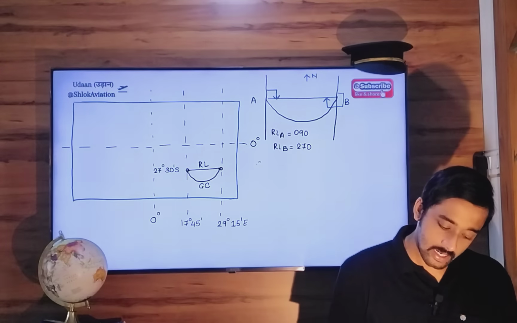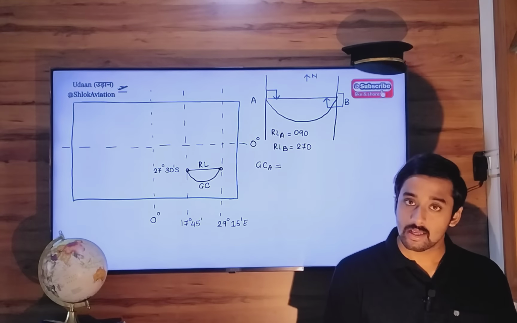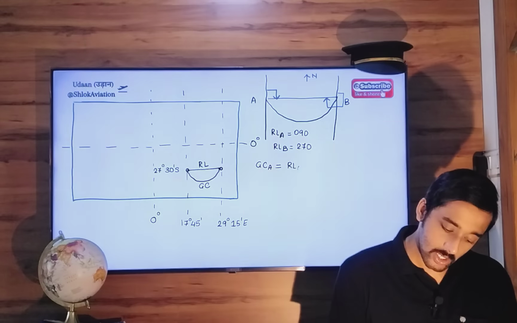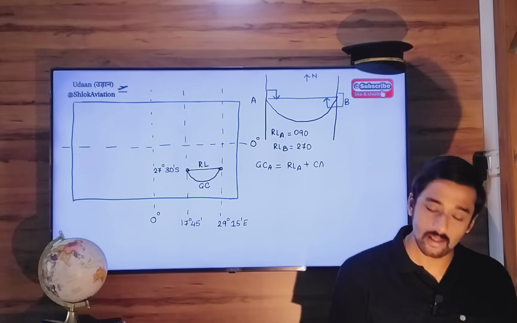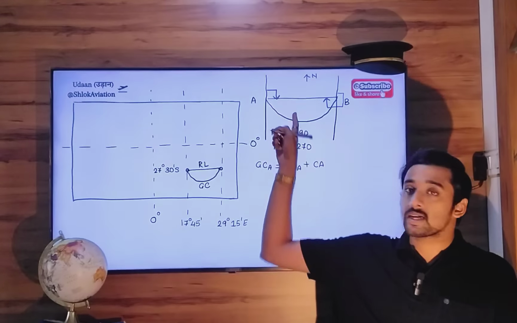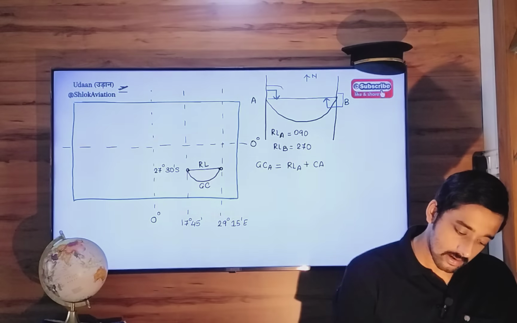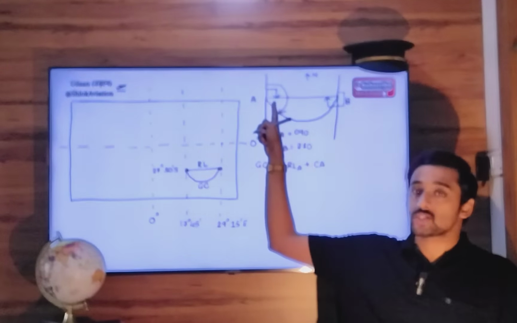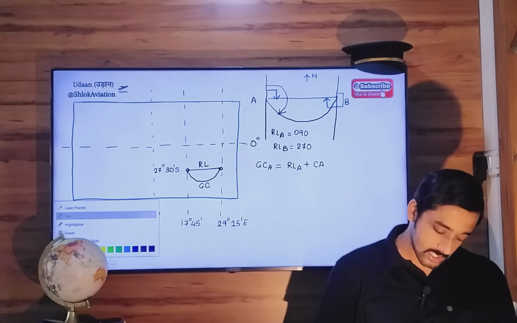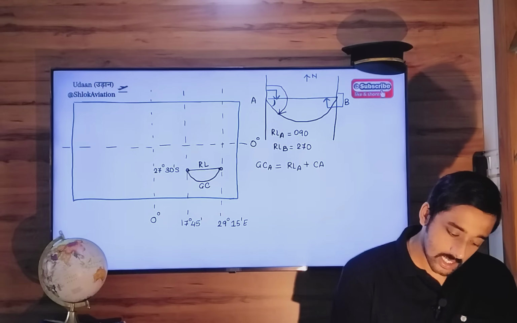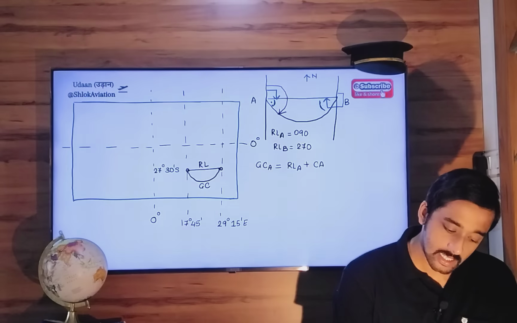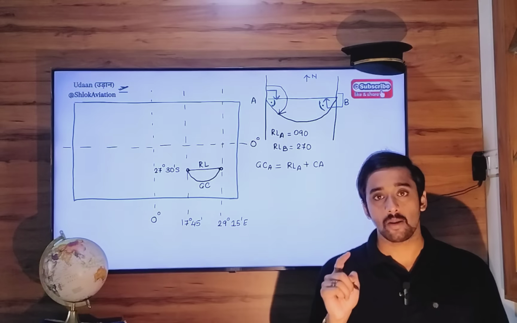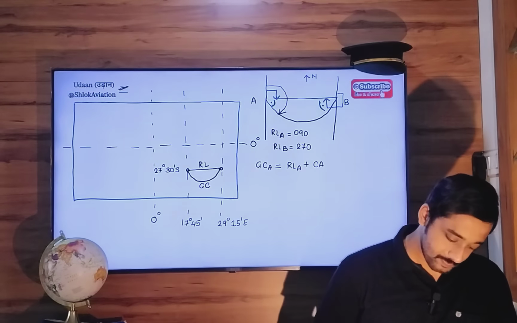Now we have to find the great circle track A to B. That will be equal to the line track A to B plus the convergency angle. We know that the great circle A to B is this big angle. It is made up of two parts, the line part and this extra small part which is your convergency angle. Now what is convergency angle? Convergency angle is nothing but the angle between your line track and great circle track.